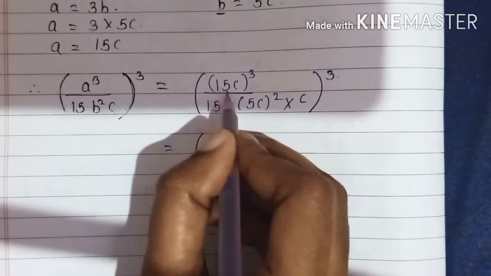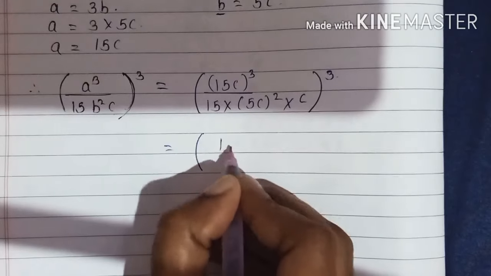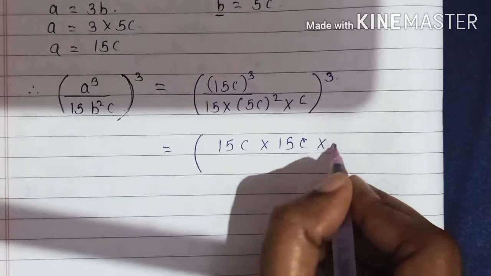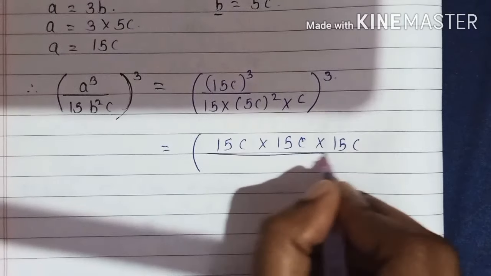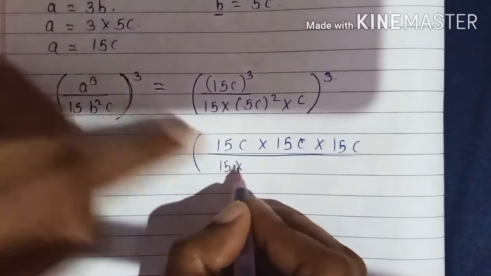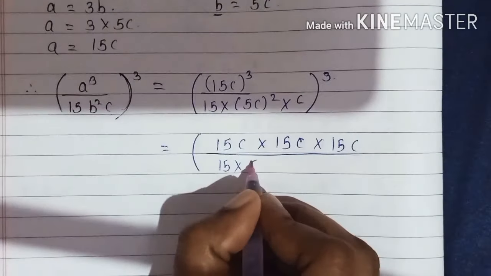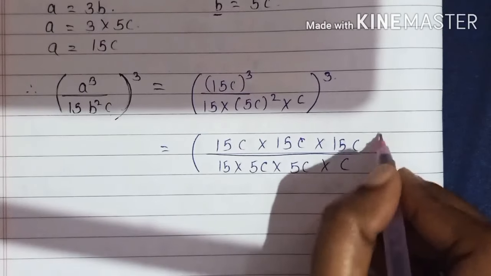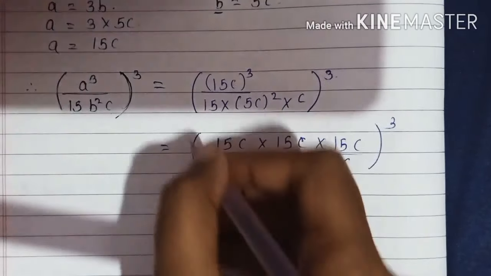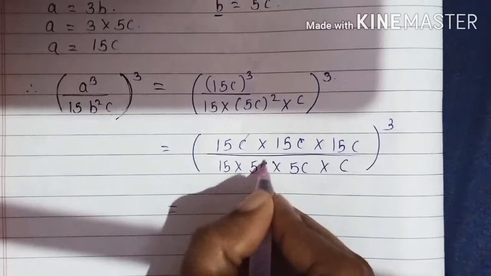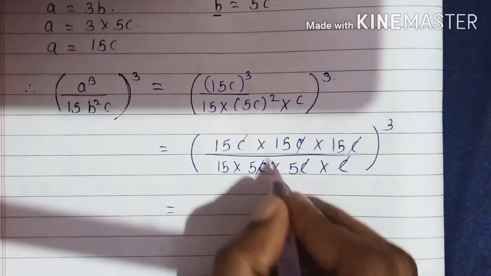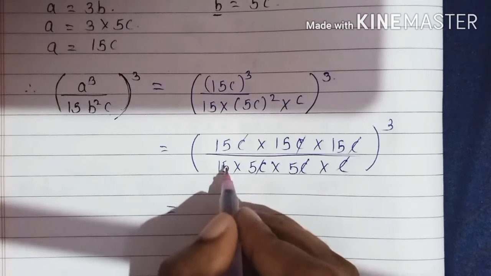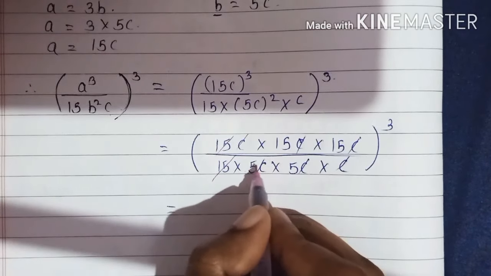So here we will write this 15C, the whole cube, 3 times: 15C multiplied by 15C multiplied by 15C, upon 15 multiplied by this 5C square, which we will write 2 times: 5C multiplied by 5C multiplied by C. Now we will do cancellation. Here the C will get cancelled. This 3C will get cancelled with this 3C. Now this 15 and 15 will get cancelled.